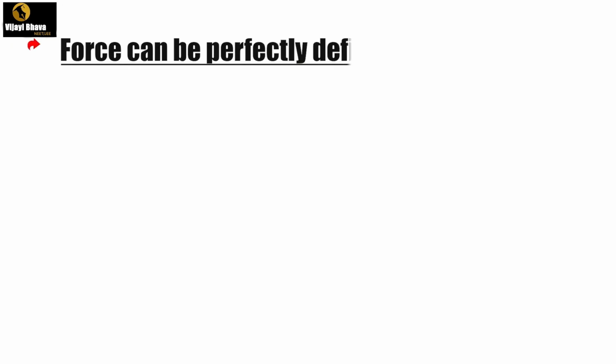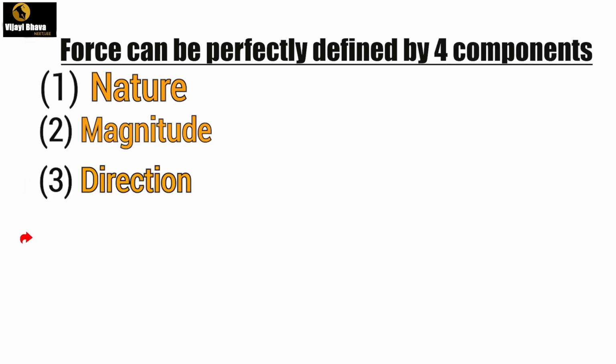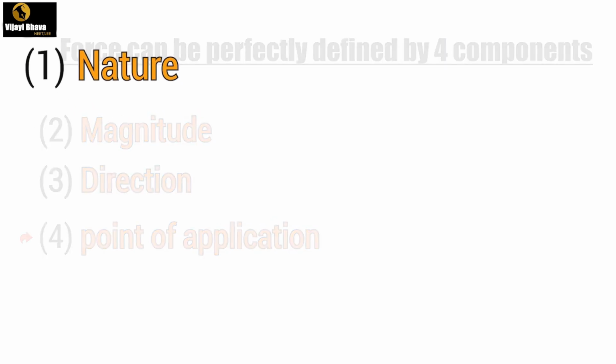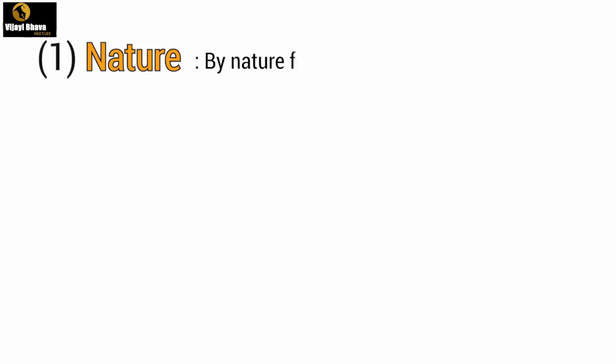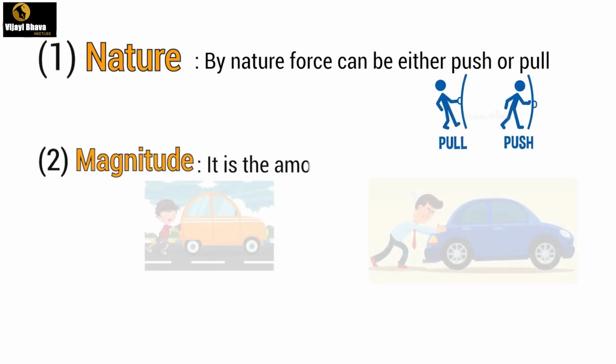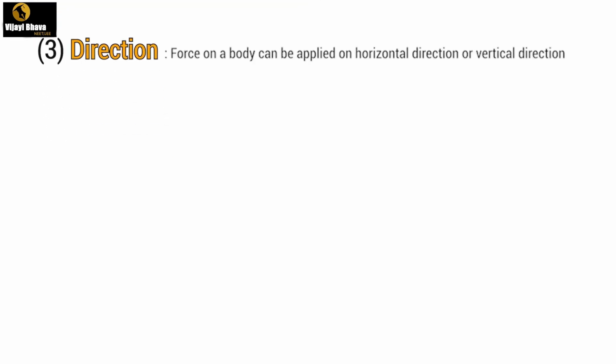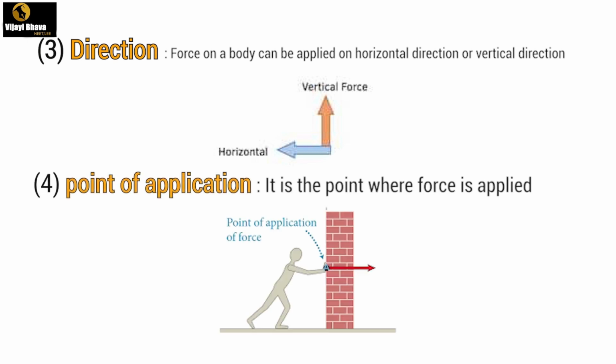Force can perfectly be represented by four components: 1. The nature, 2. The magnitude, 3. The direction, and 4. The point of application. First, coming to the nature: by nature, force can be a push or pull. Magnitude is the amount of force applied on a body. Direction: force on a body can either be applied on a horizontal plane or vertical plane. This is the direction of the force. Next, point of application. It is the point where force is applied.